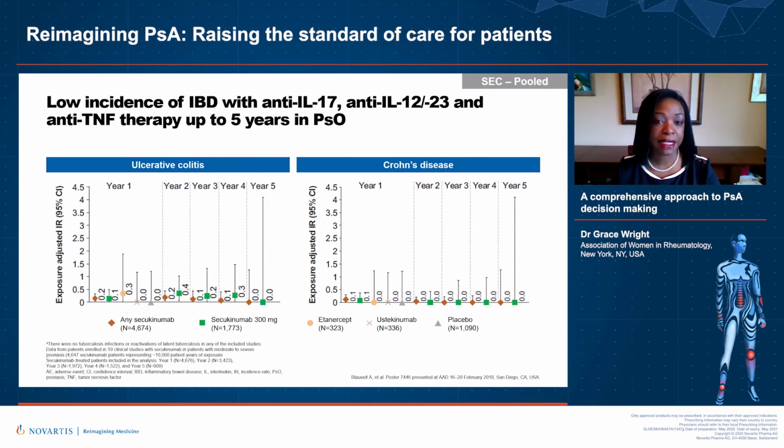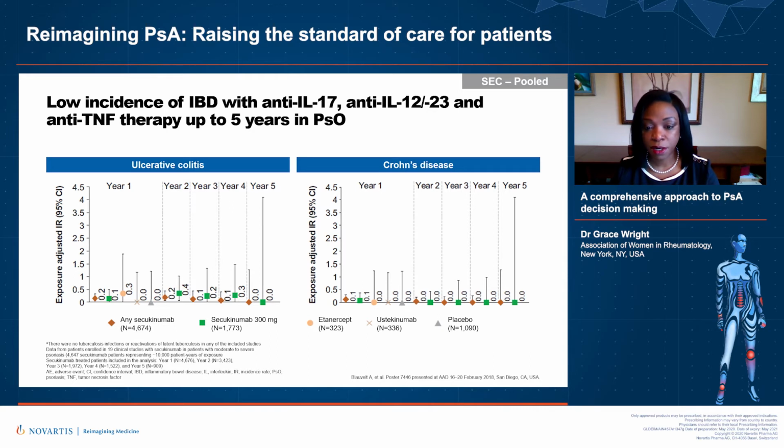When we then look at the IL-17 and IL-12/23 axis in this pooled analysis, separating ulcerative colitis and Crohn's disease, we'll see here on the left, this is going over 5 years for ulcerative colitis, with secukinumab 300 milligrams shown in the green squares, and any secukinumab shown in the brown diamonds, that the rates here vary from 0 to 0.4. Etanercept is present as that tan circle, and that comes in at 0.3. Ustekinumab in the X at 0, and placebo coming in at 0 as well.